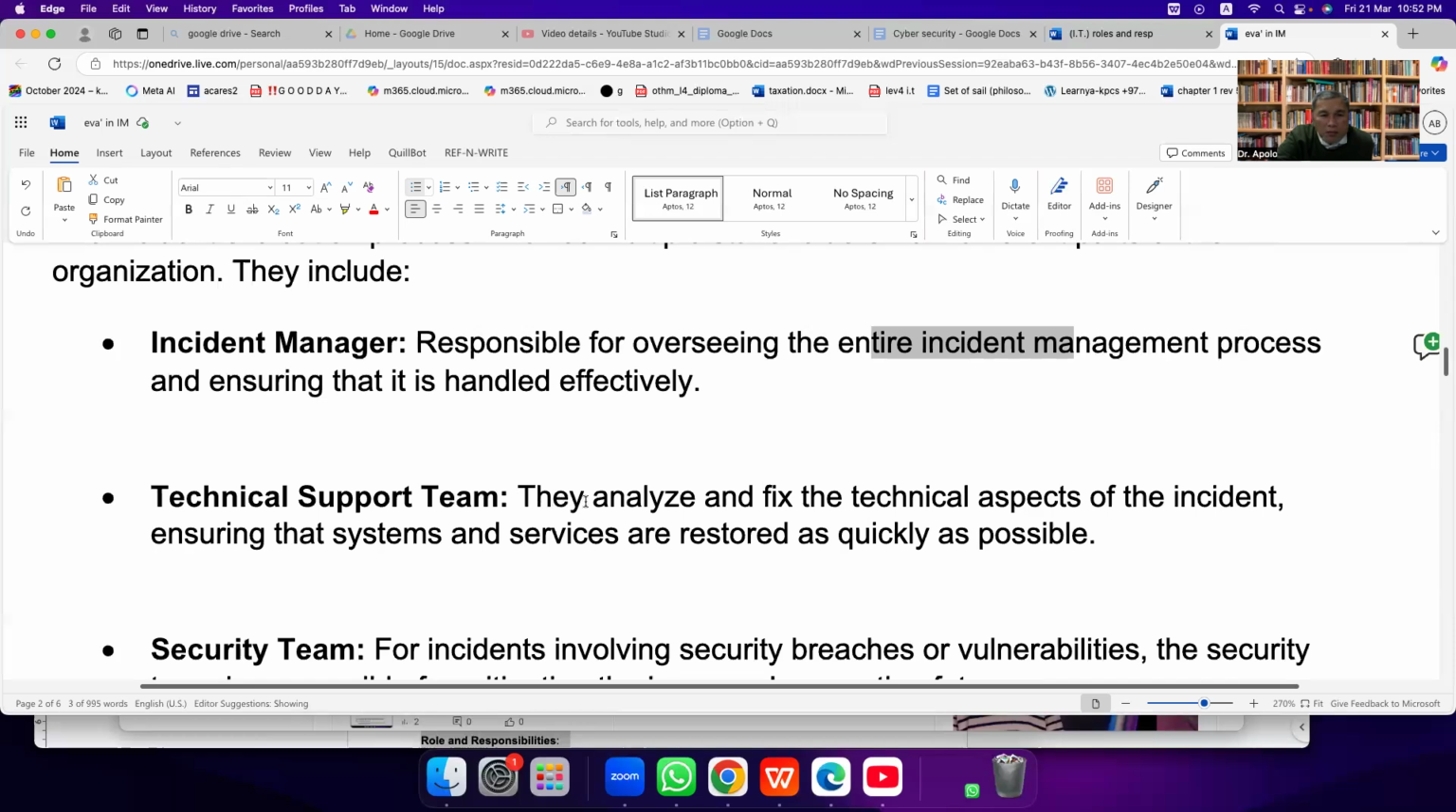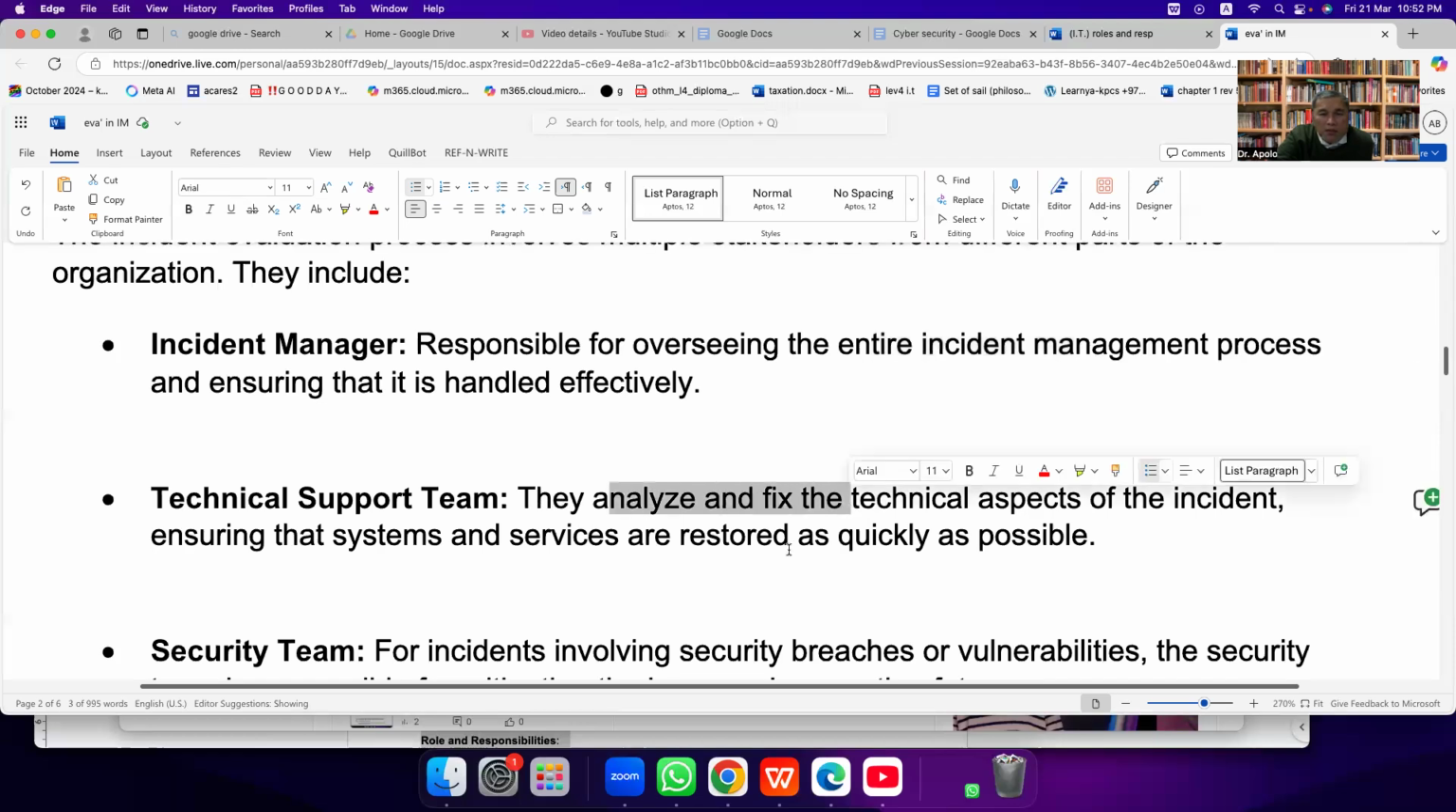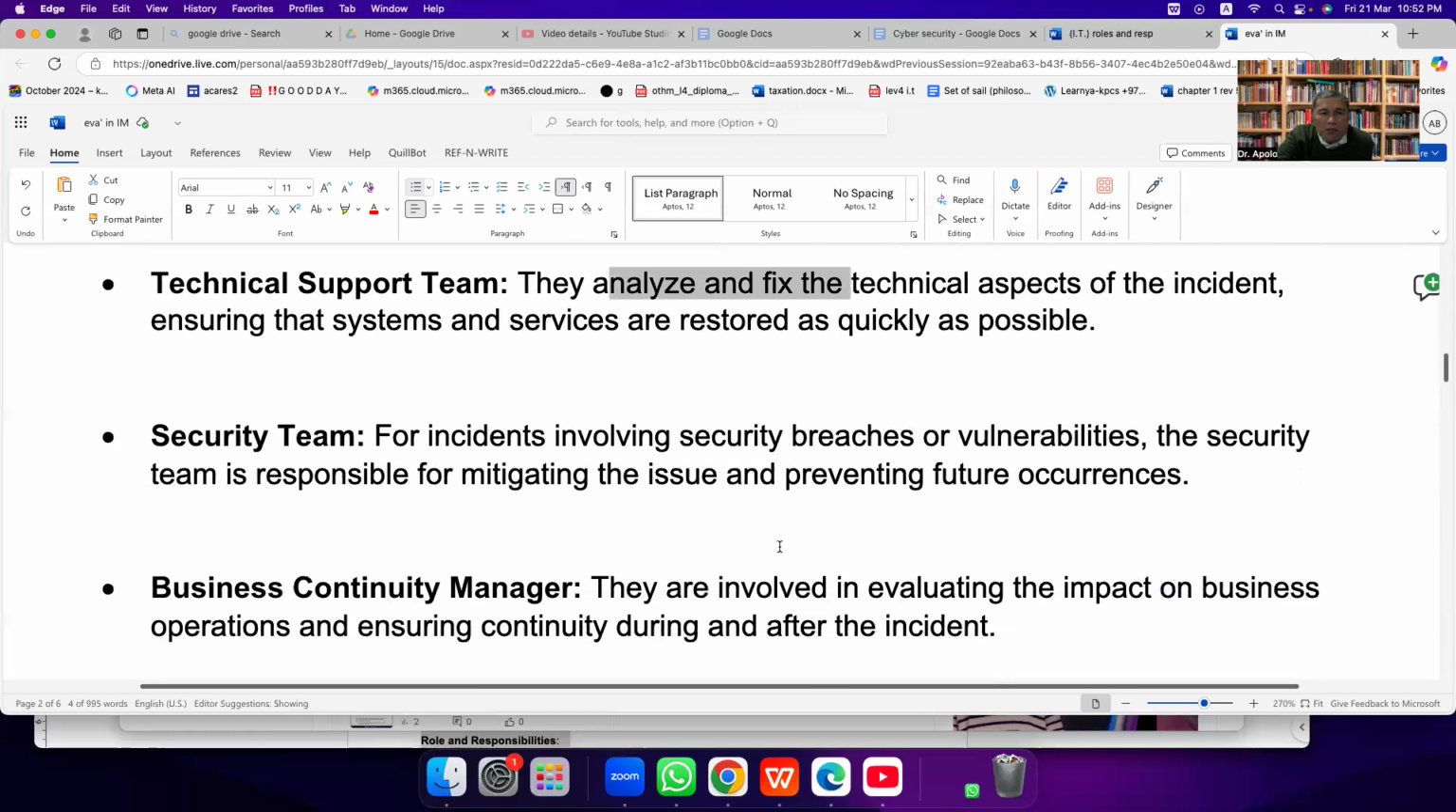The technical support team analyzes and fixes technical aspects of the incident, ensuring that the systems and services are restored as quickly as possible. So backup, maintenance. For incidents, we have the technical support and the security team. The security team handles incidents involving security breaches and vulnerabilities. They are responsible for mitigating the issue and preventing future occurrences.